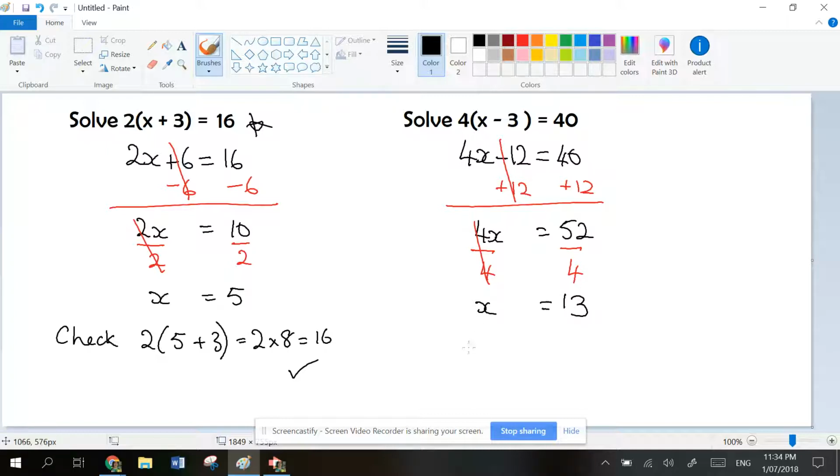Let's just check that and see if it works in the original equation. So let's just write that down there. Let's check that. Oopsies, what's happening here? So we're going to check that in the original equation. We've got 4 times, in brackets, x is 13, 13 minus 3. Okay, 13 minus 3 is 10, so that gives 4 times 10, which gives us 40. Yes, this equation is correct. Well done.